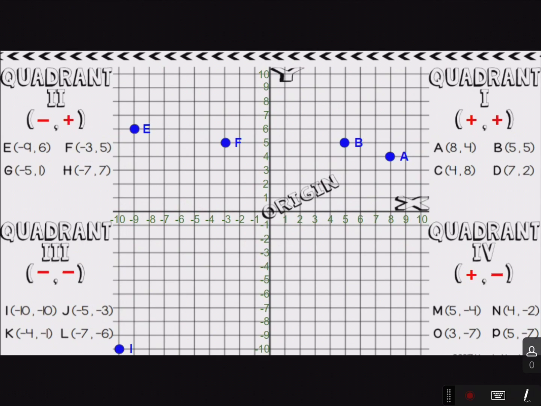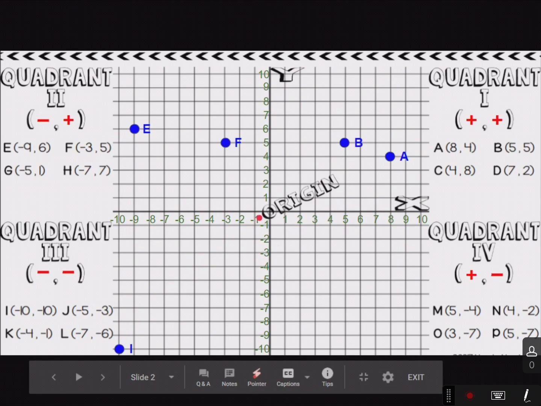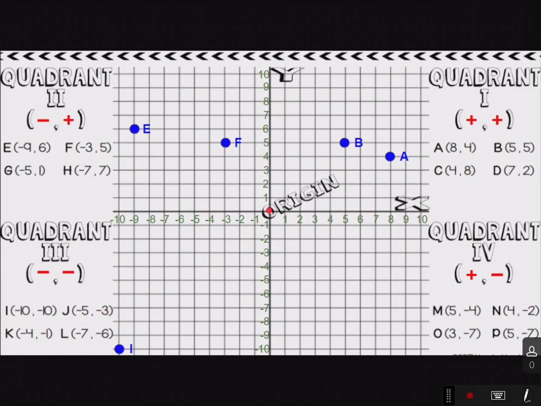We're going to do this again for point J. Go back to the origin. And we're going to go to negative 5, negative 3. So we're going to go to negative 5 on our x. And we're going to move down to negative 3. Put our point right on those crosshairs and label it J.